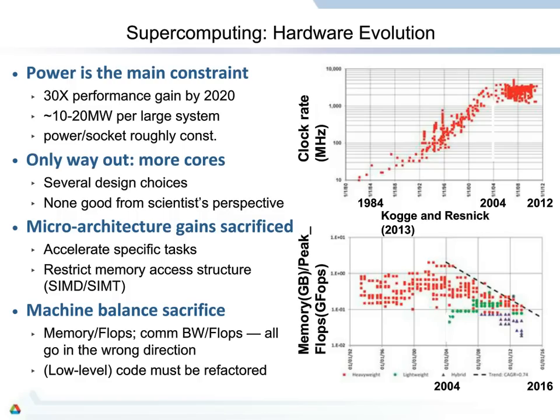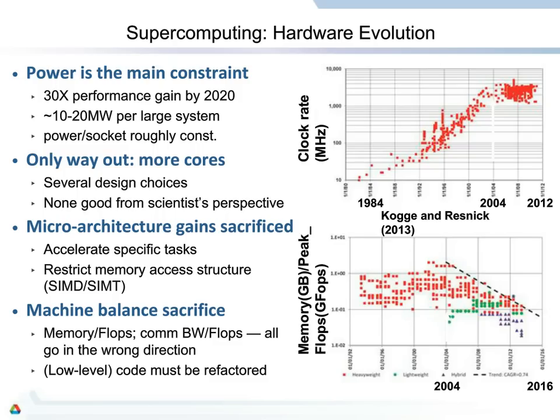So now if you have a whole bunch of simpler cores, clearly microarchitecture gains of the past have to be sacrificed, and you have to think in new ways. You have to accelerate specific tasks. You have to have a more restrictive memory access structure. So you have to look at SIMD methods and SIMT as in GPUs.